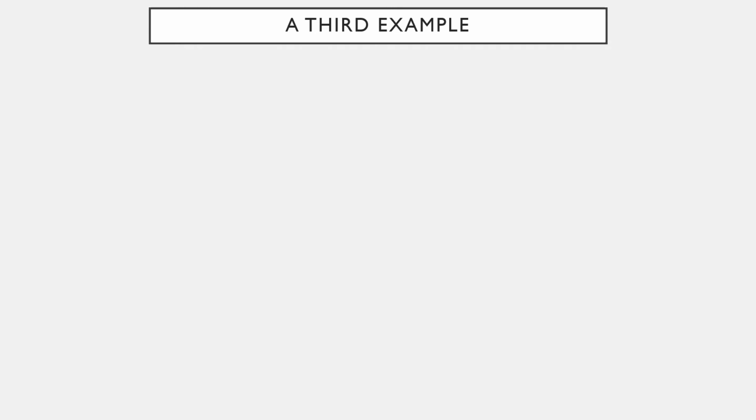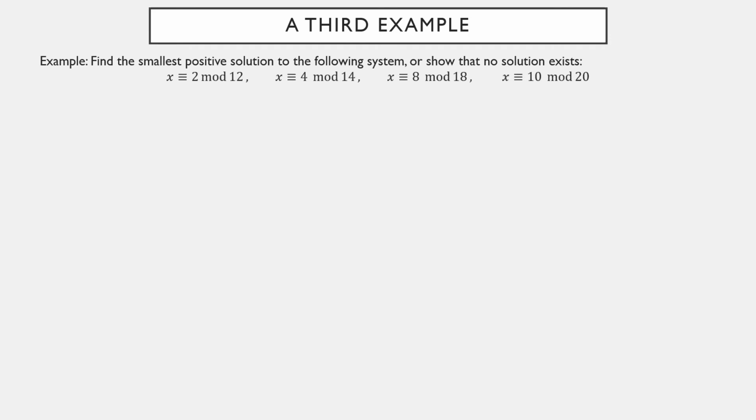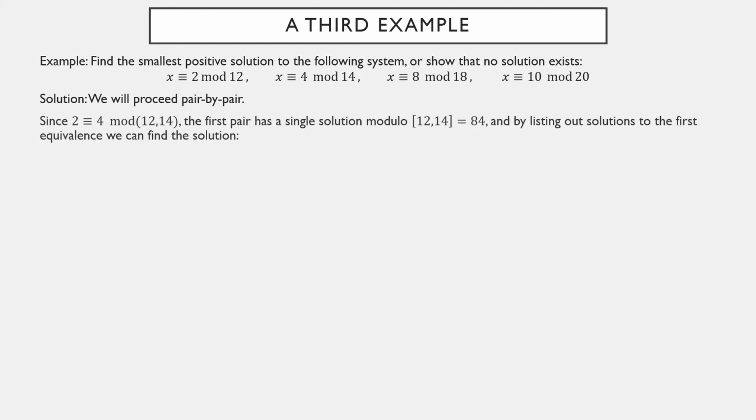Now let's take a look at a third example. Find the smallest positive solution to the following system or show that none exists. Here we have 4 equivalences. X should be equivalent to 2 modulo 12, 4 mod 14, 8 mod 18, and 10 mod 20. We're just going to go pair by pair and see what's going on.